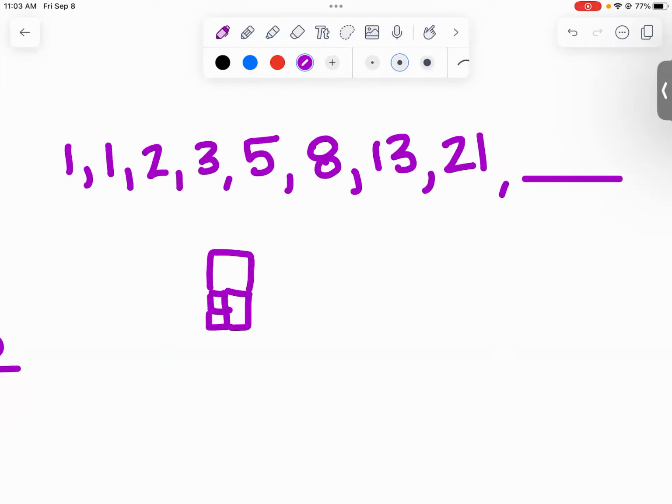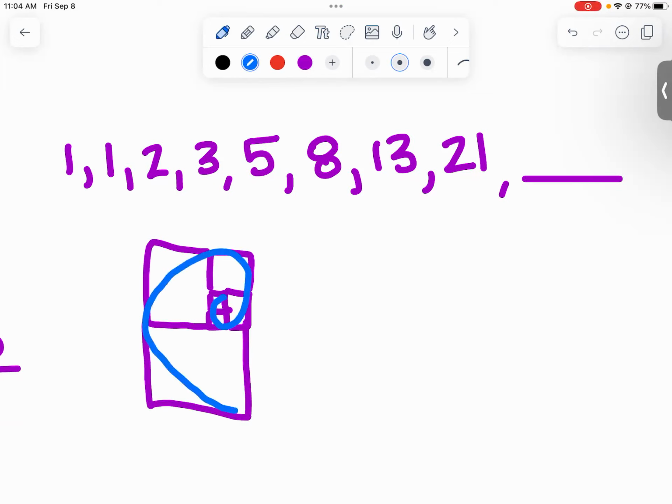Yep, so this is the spiral. This is the golden ratio spiral. So this square has sides 1, 1, 2, 3, 5, 8, and then we could keep going. I think that's where it comes from.